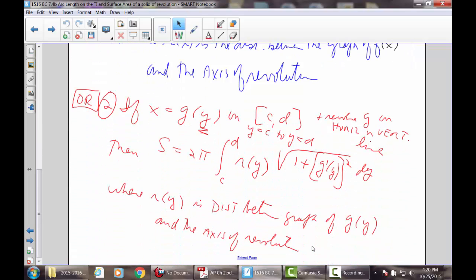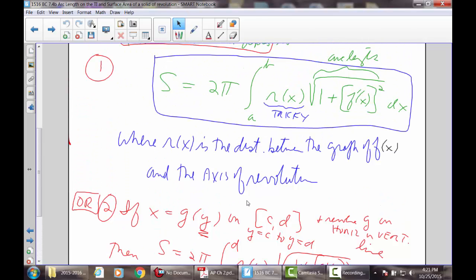So if your equation is given to you as x equals a function of y on an interval from c to d, which would be from y equals c to y equals d, whether you're revolving a horizontal or vertical line, your surface area will be 2 pi integral from c to d of r of y times the square root of 1 plus g prime of y squared dy, where this r of y is the distance between the graph and the axis of revolution.